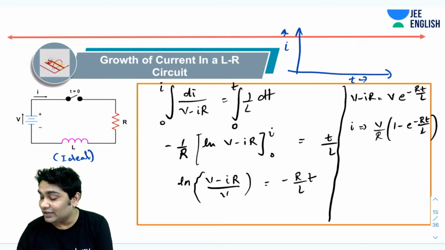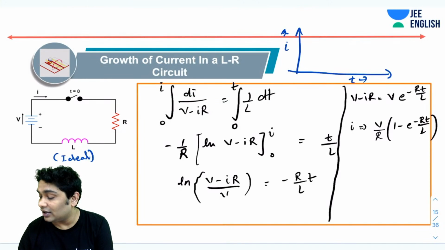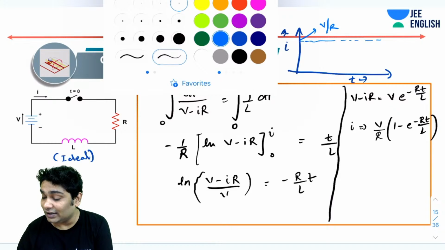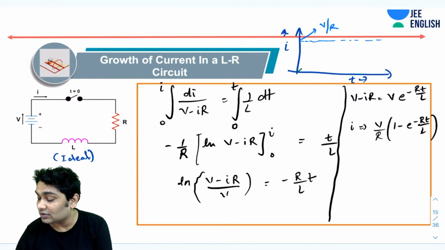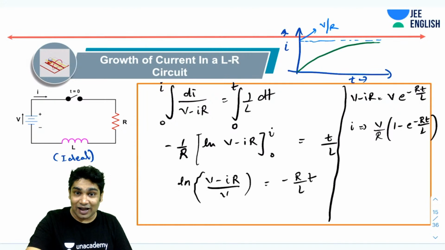Okay, so if this is a line which is V over R, then the current graph would have looked like this. It would have been asymptotic, would have approached the V by R limit at t equals infinity.